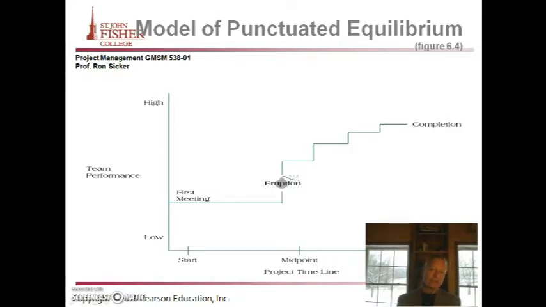So here's the punctuated equilibrium model. It kind of builds off of the forming, storming, norming, performing, adjourning stages. The first meeting, you can see that line there from the first meeting to the midpoint, that's coming together, forming, and storming. And then all of a sudden there's this eruption, and that eruption is actually an eruption of productivity.